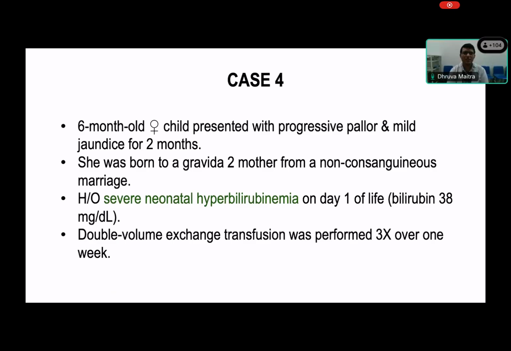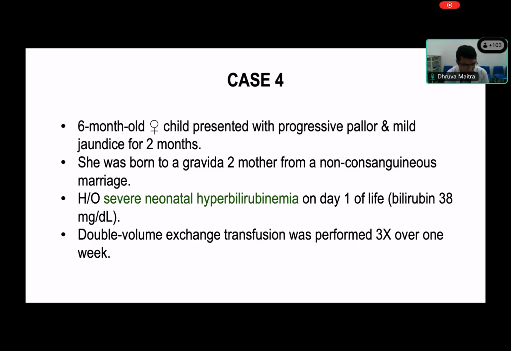Yes, ma'am. A 6-month-old female child presented with pallor and mild jaundice for 2 months. She was born to a gravida 2 mother from a non-consanguineous marriage. History of severe neonatal hyperbilirubinemia on day 1 of life, bilirubin 38 milligram per deciliter. Double volume exchange transfusion was performed 3 times over 1 week.